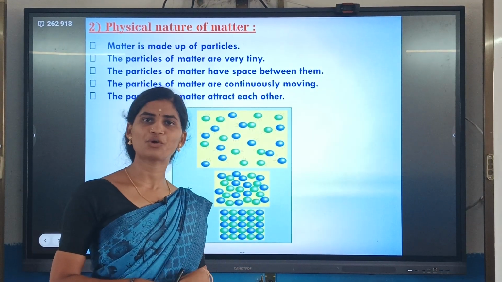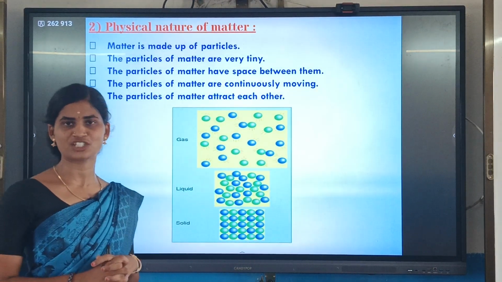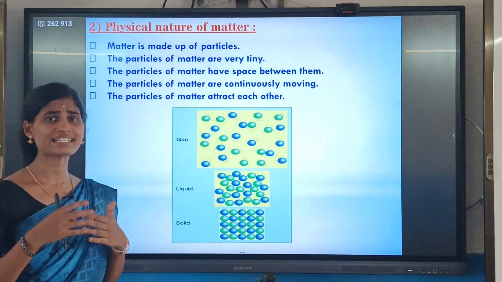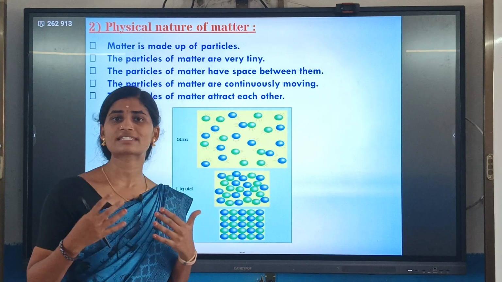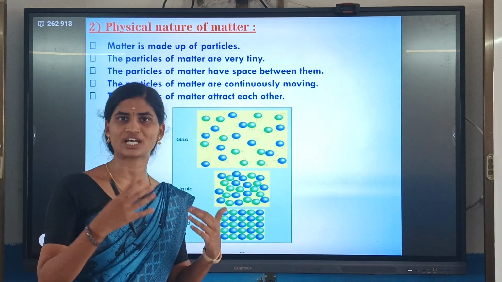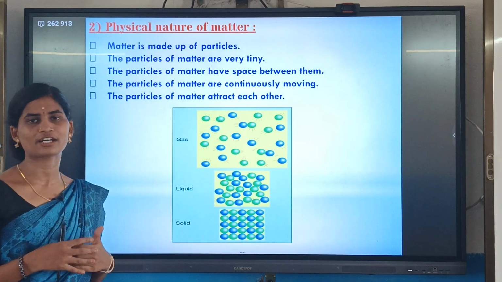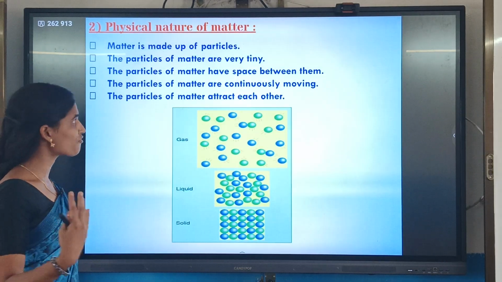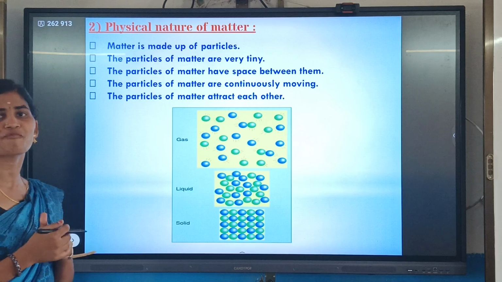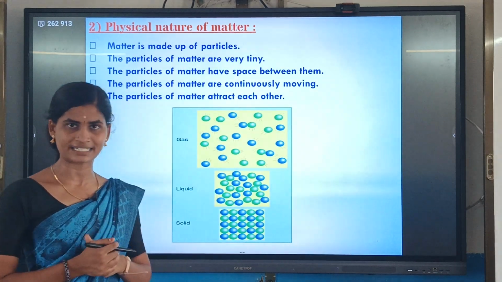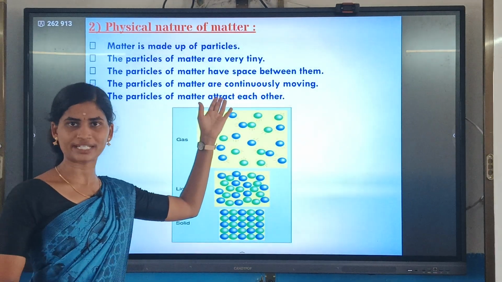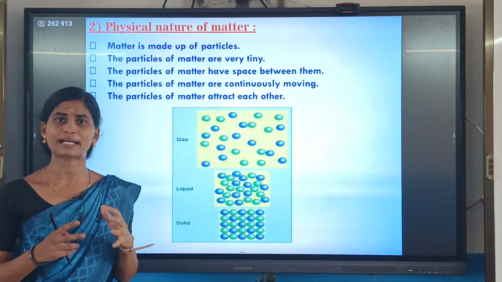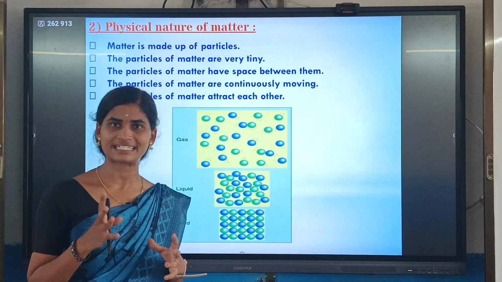In this chapter, we are going to discuss only the physical nature of matter. They do not all have the same color, texture, size, shape, right? These are their physical properties. Even odor comes under the physical nature of matter. That is, matter is made up of particles. We are going to do activities on this. First, matter is made up of particles. Particles are the building blocks of matter.